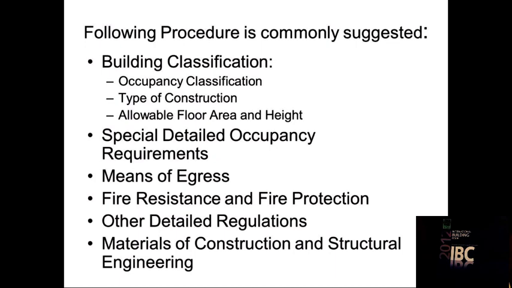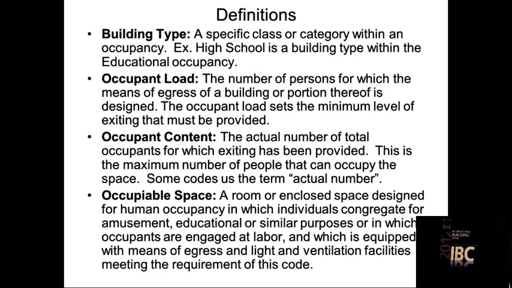We're going to then go into knowing, of course, the type of construction, the allowable floor area and height that you can have. We're going to look at any special occupancy requirements. We're going to get into the means of egress. We're going to talk about fire resistance and fire protection. All of those stem from what you select when you're doing your occupancy classification and your load. So that's why it's very important that you know that. And if you're not sure, what did I say? Talk to your jurisdiction, your inspector of that area.